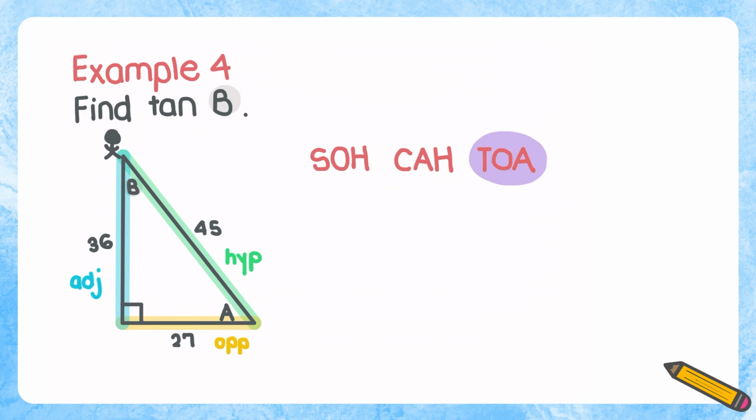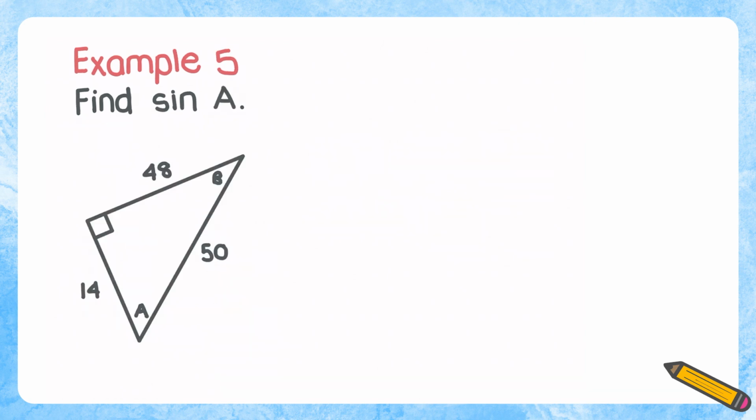We're going to use SOHCAHTOA to find tangent of B. So tangent of angle B is going to be O, the opposite side, over A, the adjacent side. Our opposite side has a length of 27, and our adjacent side has a length of 36. So tangent of B equals 27 over 36. Let's try one last example.